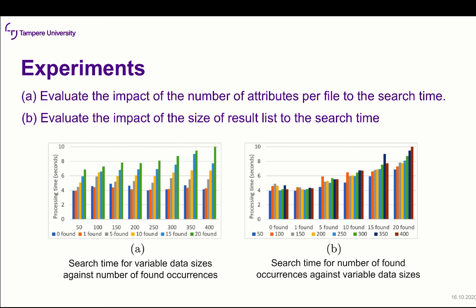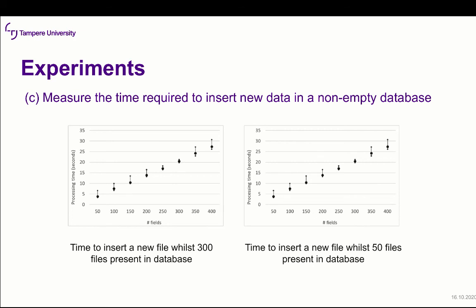The next goal is to measure the time required to insert new data in a non-empty database. So we have two scenarios. The first scenario with 300 files in the database, and the second scenario with 50 files in the database. And there is not much difference between the two scenarios when we add one file in the two databases. But when the number of attributes increases, the processing time to add a new file increases. The reason is that when the number of attributes increases, we need more time at the user side to encrypt the data.